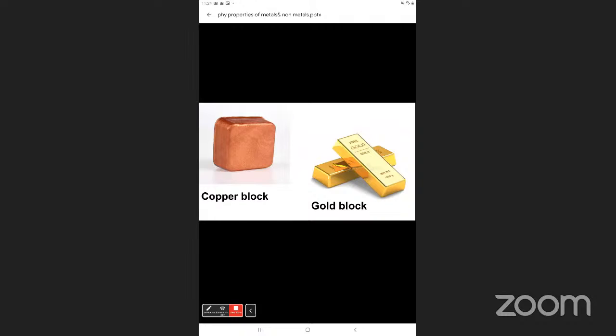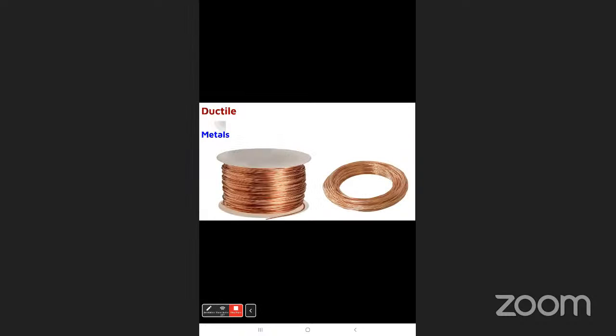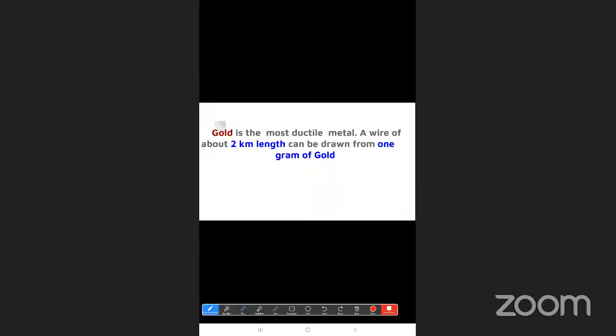You can observe this is a copper wire. Gold is also one of the metals, and gold is the most ductile metal. It can be drawn into very thin wire. A wire of about 2 kilometers in length can be drawn from 1 gram of gold. So gold is the most ductile metal.